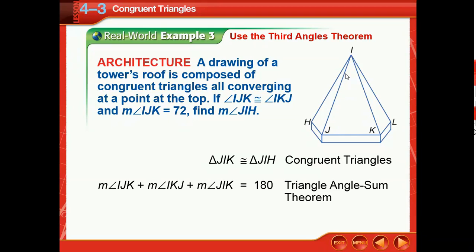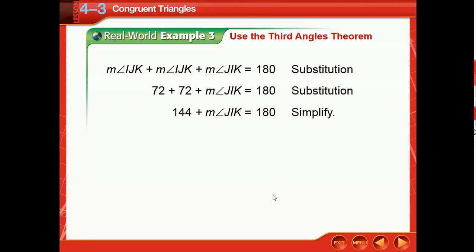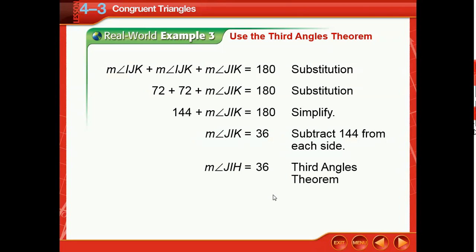All right, so here's the work. That's our congruent statement. The 3 angles within that triangle have to add up to 180. So substitute. You've got 72, 72, but you don't know the third one, so subtract. You should get 36. And since that corresponds to the other triangle, it's going to be 36.